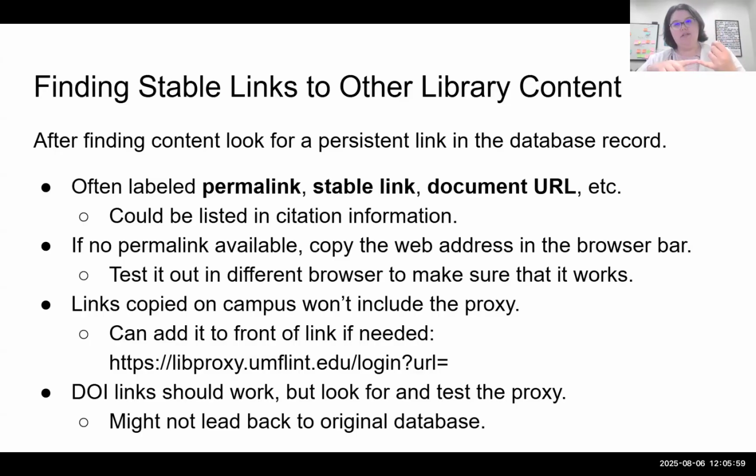They're often labeled a couple different things: permalink, stable link, document URL. You can use a DOI, but definitely test it and look for the proxy, and it may not lead back to that original database you found the article in. If there is no permalink labeled anywhere or you don't see a DOI, you can try to copy the address in the browser bar, but again, test it out in a different browser, and again, you'll probably have to add a proxy on it.